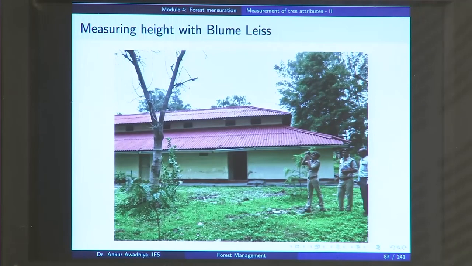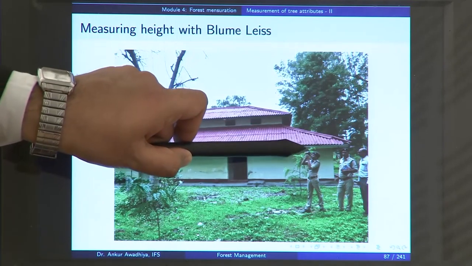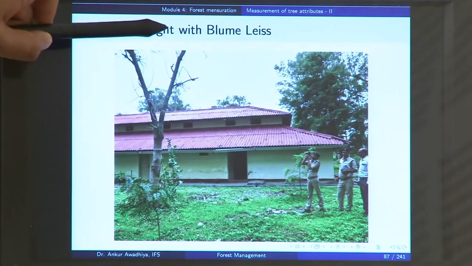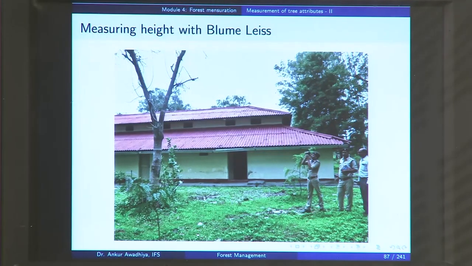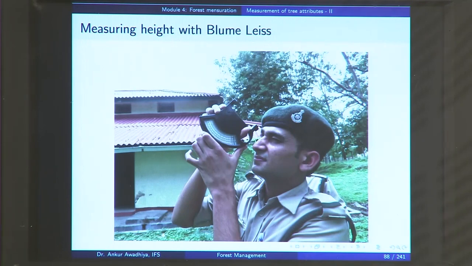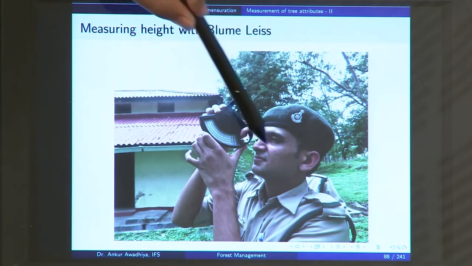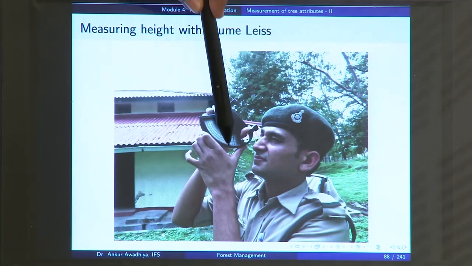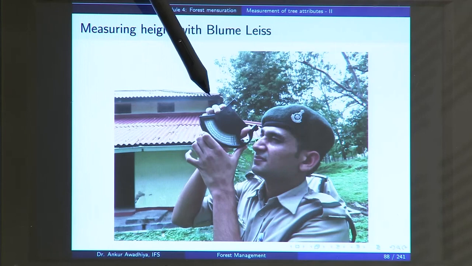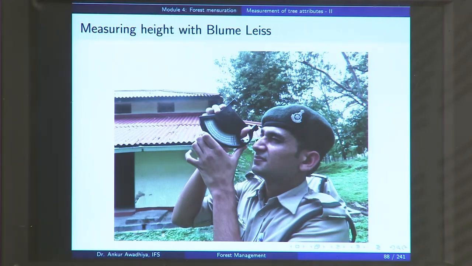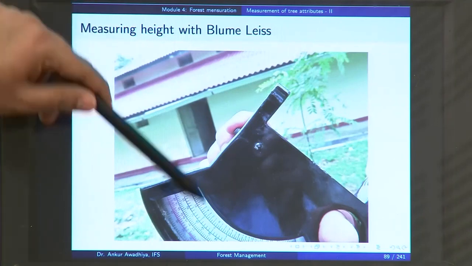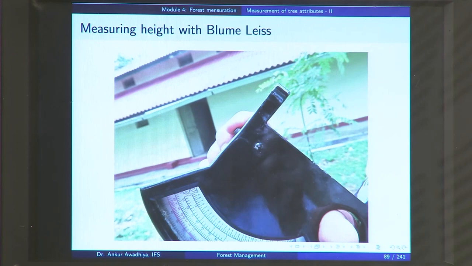Next, this person takes this Blume-Leiss and uses it in such a manner that his eye, the eyepiece, the objective and the top of the tree all form a straight line. This is how it will look. His eye, the top of the tree, the objective and the eyepiece are all in a straight line, and you can see that this counter is downwards. In this position he will press this button, and so this counter will become fixed. This is the button that is pressed, and once you have it fixed, you can have a value of the angle that is being subtended. It also gives you the values of tan theta, and it also gives you the value of the height of the tree if you are standing at standard distances.